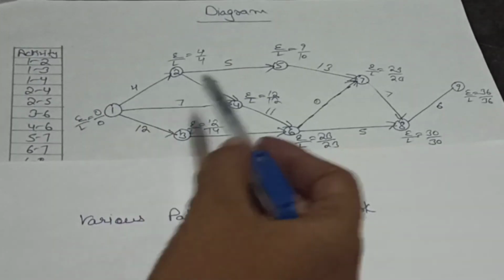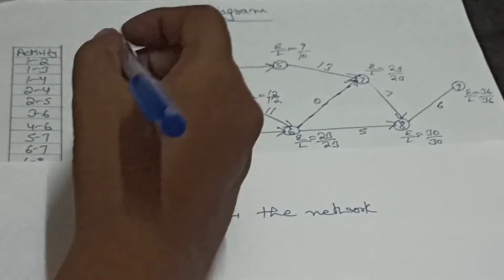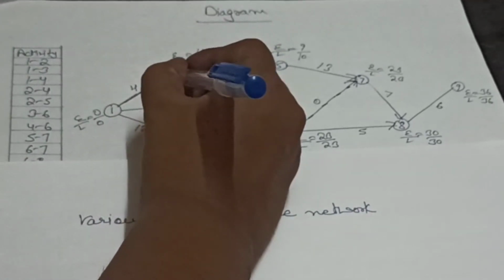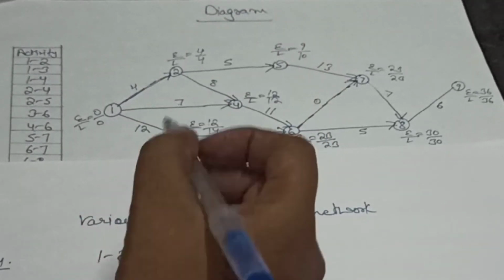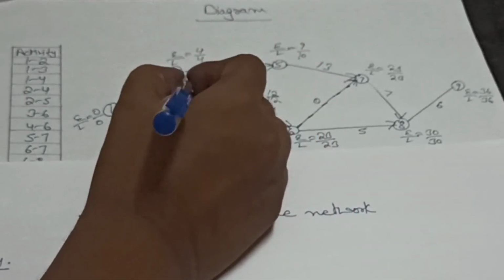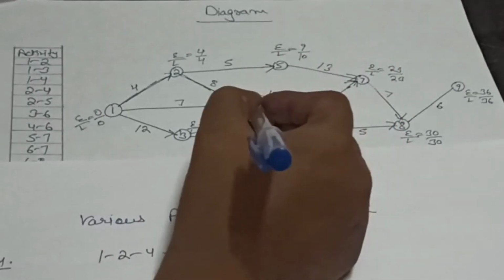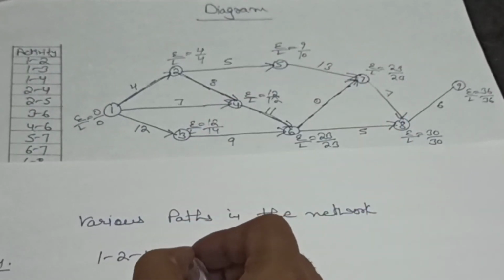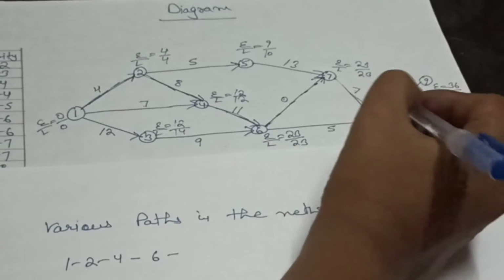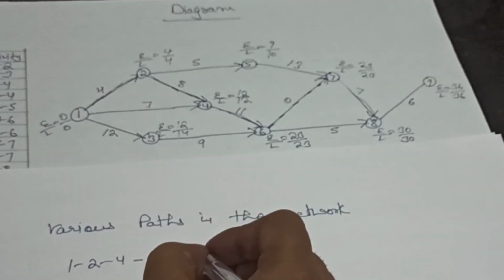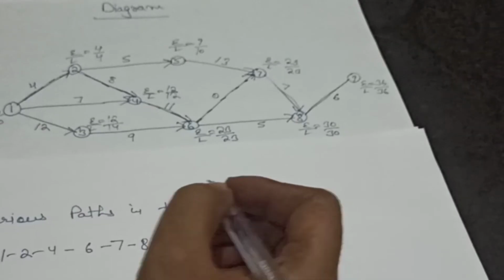So now we will find various paths in this diagram. So we will start with this node. Our first activity is 1 to 2. So we can write here 1 to 2. This is our first path. Then we can select 2 to 4, then 4 to 6, then 6 to 7, then 7 to 8, then 8 to 9.